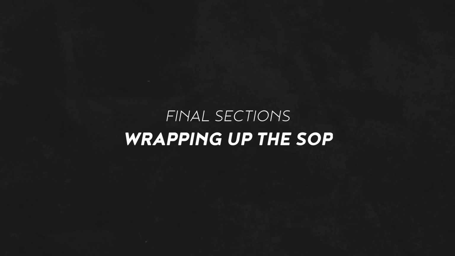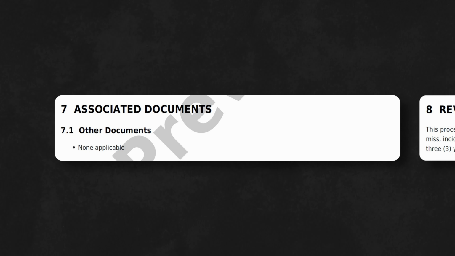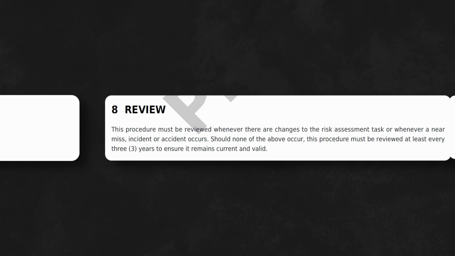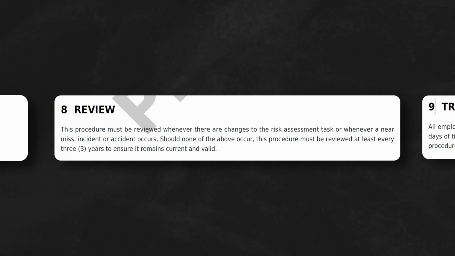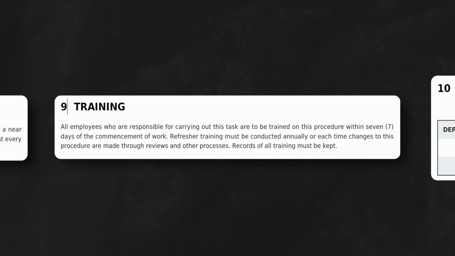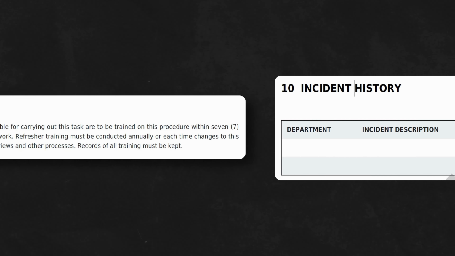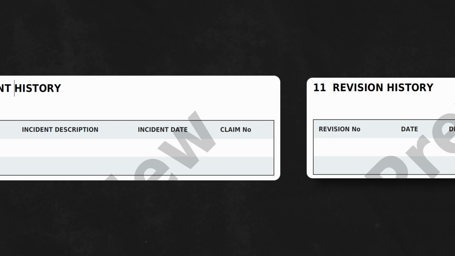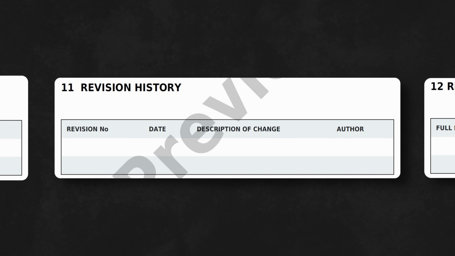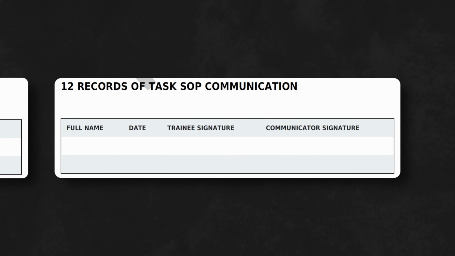And lastly, we have our final sections of the SOP. These final sections cover related documentation, the importance of reviewing and updating the SOP, mandatory training procedures for all relevant personnel, keeping records of incidents, tracking revisions to ensure documentation, and ensuring proper communication and understanding of the SOP.